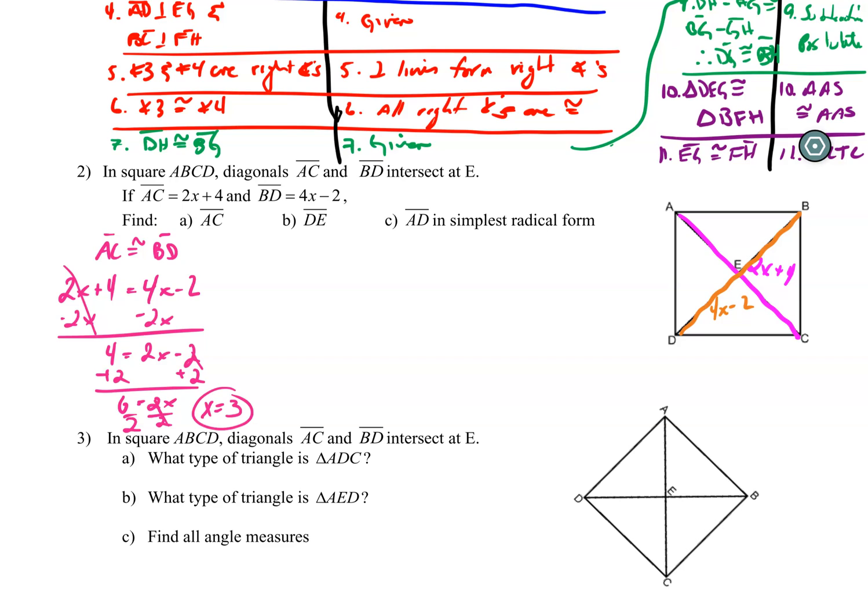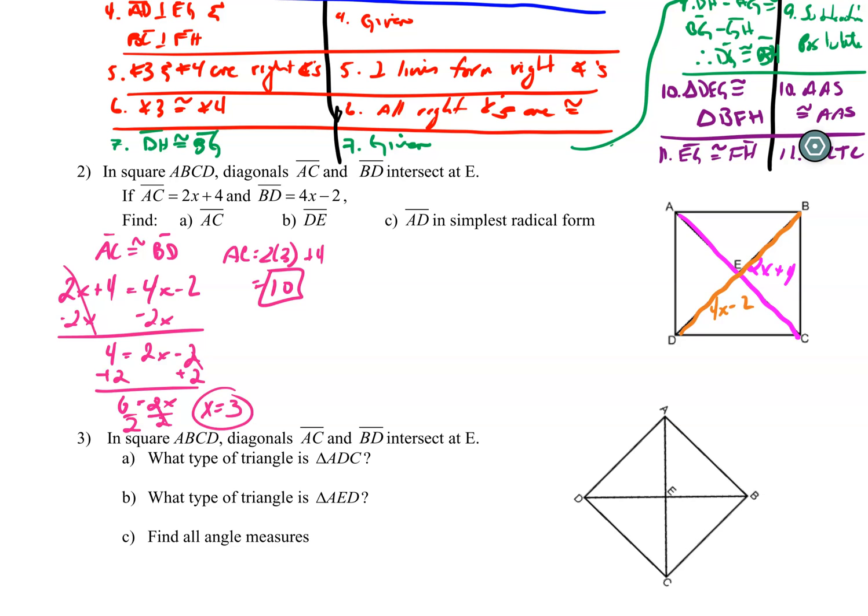Again, that's not what I was asked to find. I was asked to find AC for part A. So AC is going to equal 2 times whatever x is, in this case 3, plus the 4. So AC equals, that's 6 plus 4, which is 10.